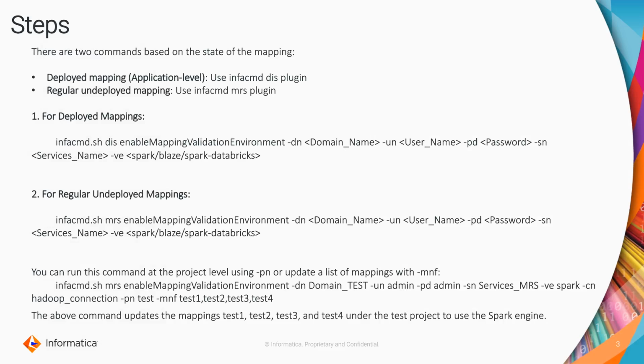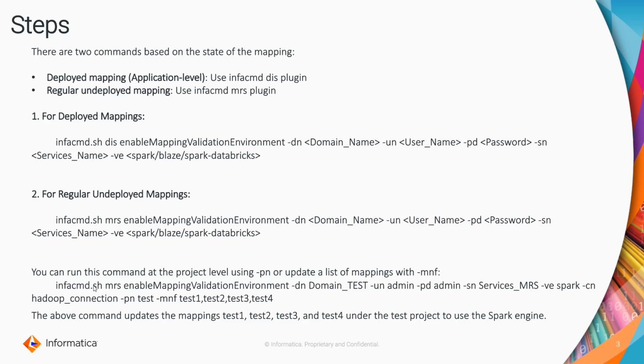So these are the steps. There are two commands for updating the mapping engine to Spark or Blaze, depending on whether the mapping is deployed or undeployed. For a deployed mapping, which is part of an application, use the infacmd dis plugin command, and for a regular undeployed mapping, use the infacmd mrs plugin command. You can also update the mappings at the project level using the -pn option and a list of mapping names with the -mnf option, as shown in this example.